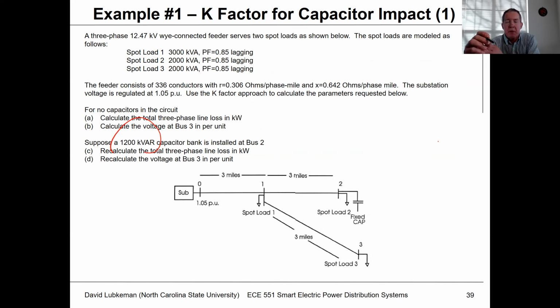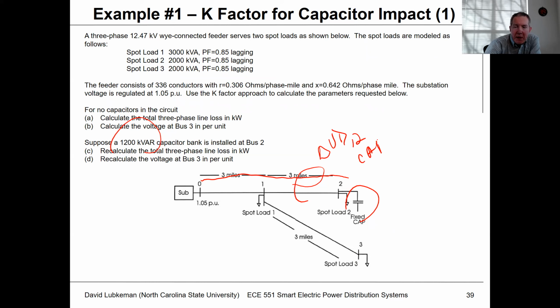Now, what's going to happen is that when I put this capacitor in here, it's basically going to change the VAR flow from 0 to 1, right? It's going to cause a change in voltage drop here. There's going to be a change in voltage drop from 1 to 2 due to the capacitor bank. There's also going to be a change in the voltage drop across here due to the capacitor bank. And so what's going to happen in this case is that bus number 2 is going to have the voltage change by the sum of both these terms.